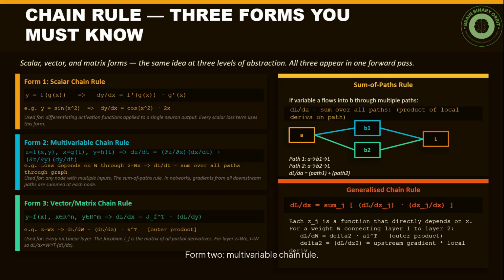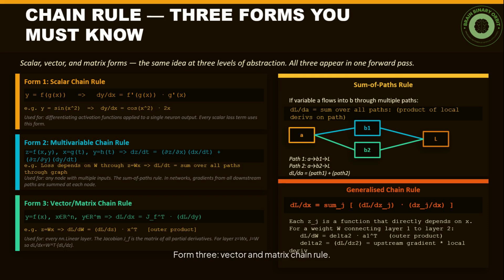Form 2, multivariable chain rule. If a variable feeds into an output through multiple paths, the total derivative is the sum over all paths of the product of local derivatives along each path. This is the sum of paths rule. Every neuron that receives gradient from multiple downstream sources sums those contributions.